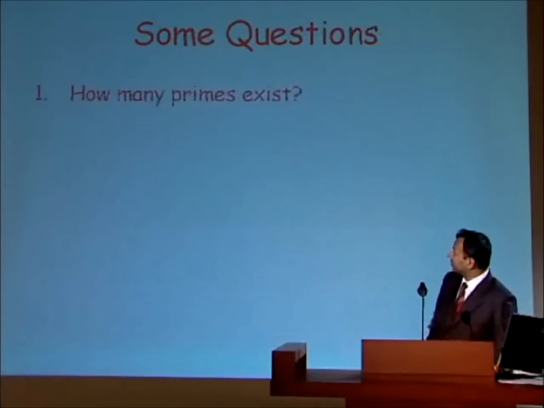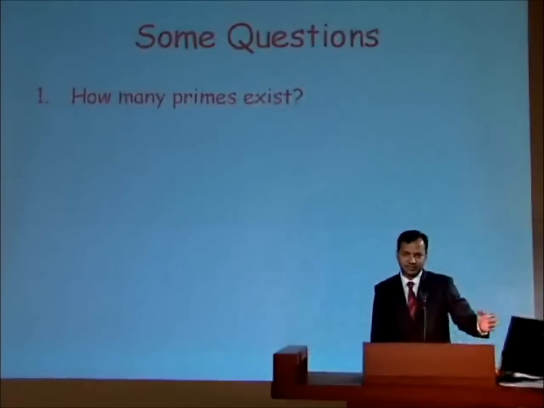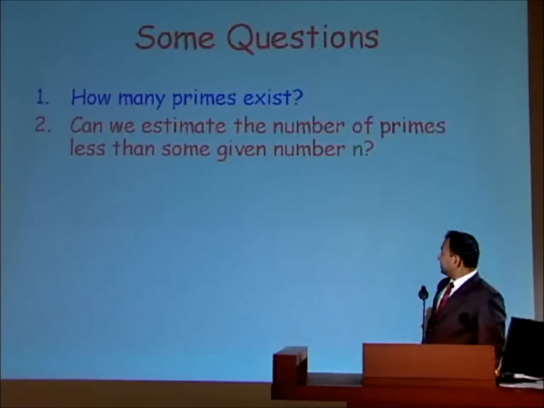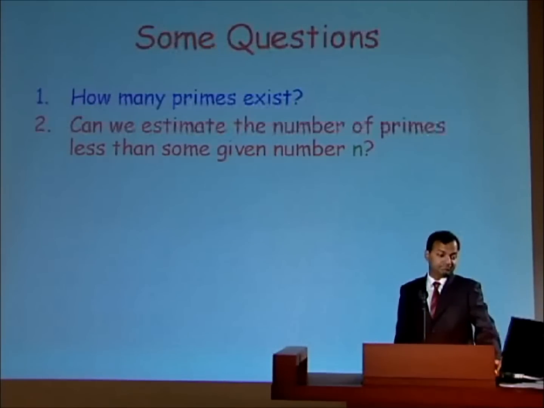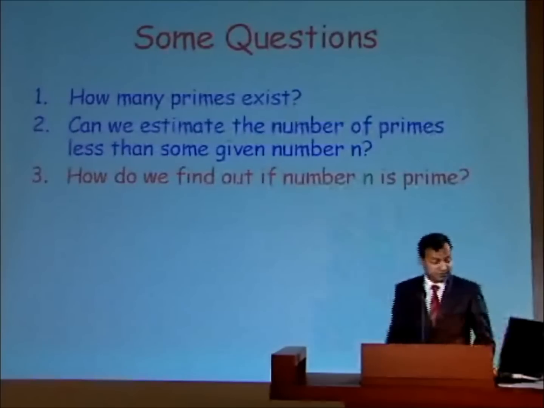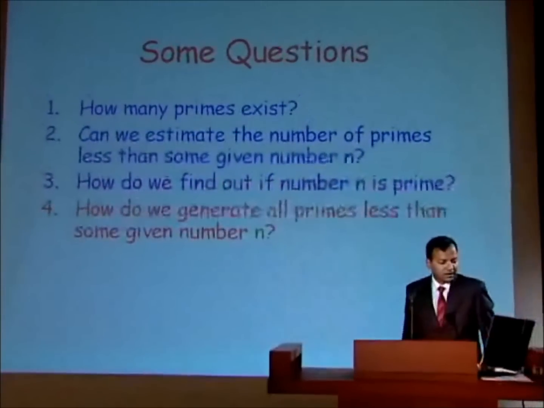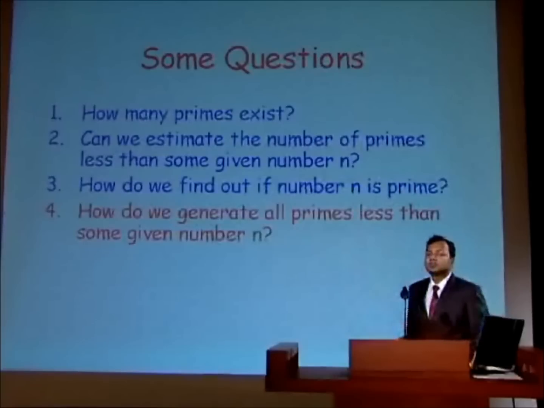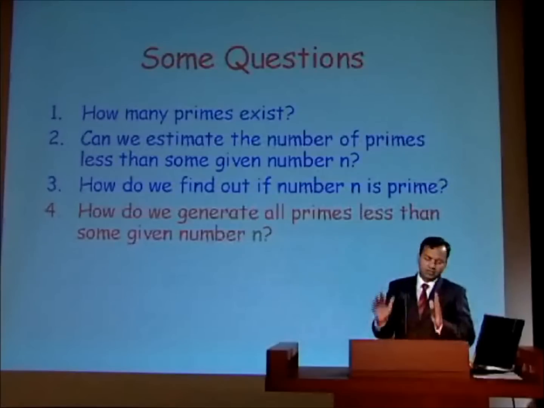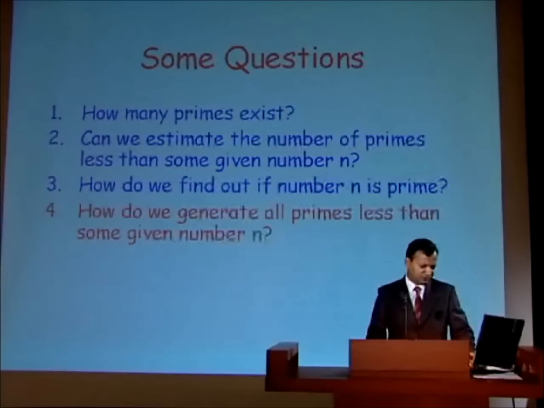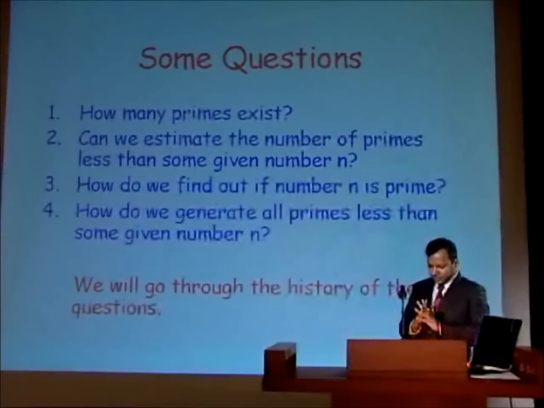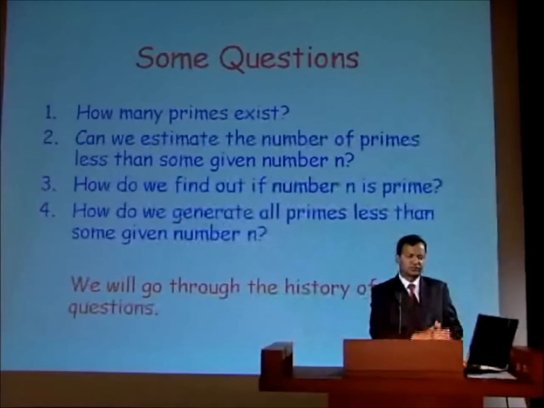And here are some questions about the primes. The first one, how many primes exist? More interesting one, can we estimate the number of primes less than number n? Third, given a number, how do we find out if it is prime or not? And fourth, how do we generate all primes less than a given number n? These are 4 very simple questions, and I will speak around these questions in this talk. One can, of course, come up with many other questions, but I am going to restrict myself to the history of these 4 questions.